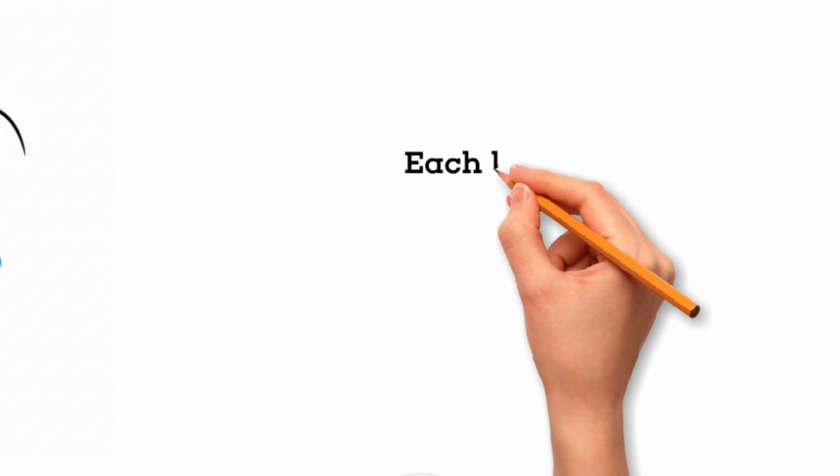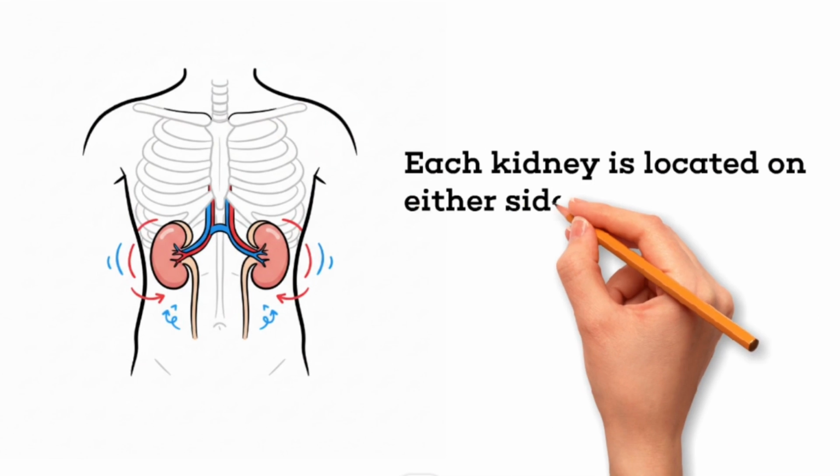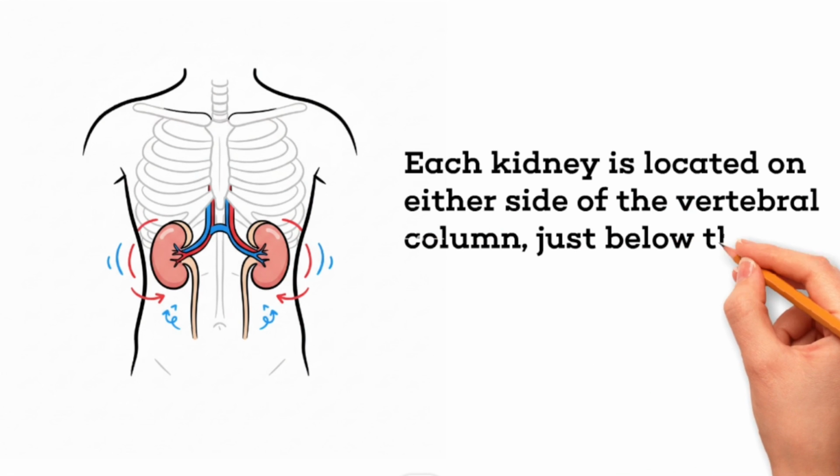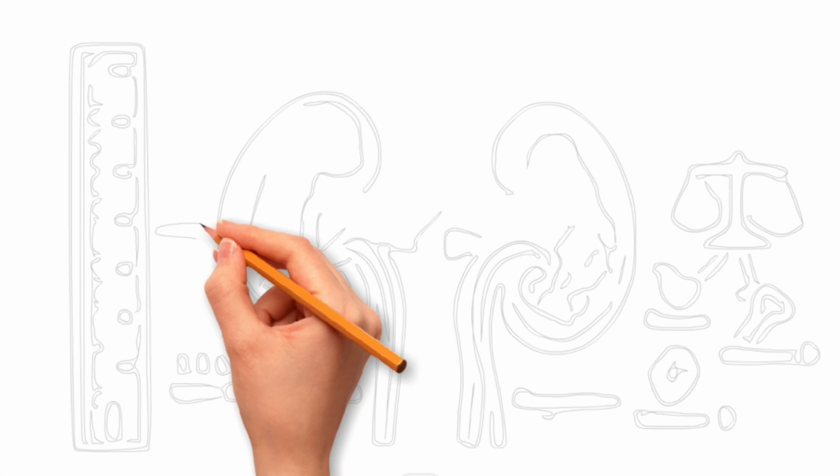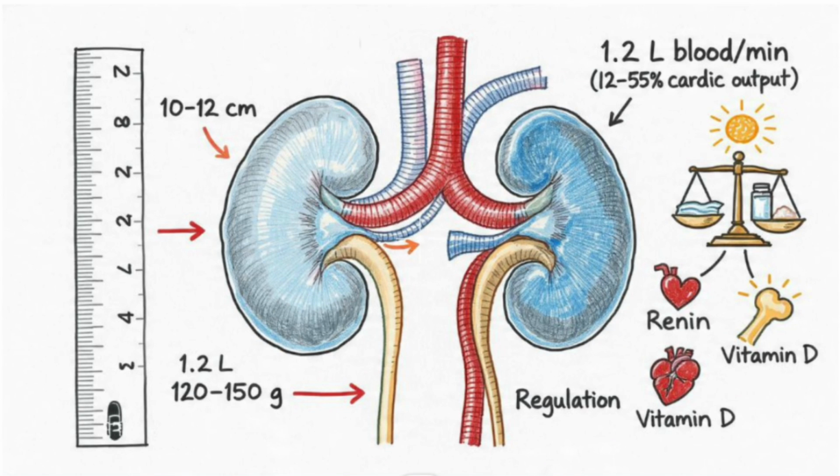Each kidney is located on either side of the vertebral column, just below the rib cage in the retroperitoneal space. They're each about 10 to 12 long, weigh around 120 to 150 grams, and receive nearly 20 to 25% of the cardiac output. That's about 1.2 liters of blood every minute.